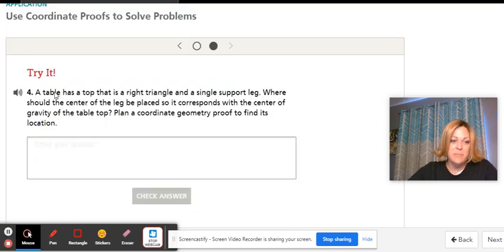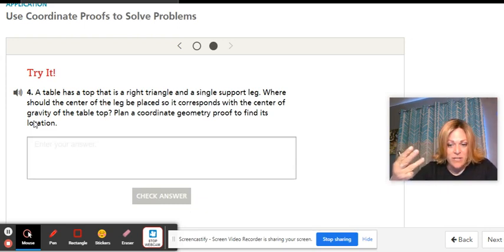This next one, a table has a top that is a right triangle. So visualize that, a right triangle supported by a single support leg. So it is literally balancing the triangle on one leg. Where should the center of the leg be placed so it corresponds with the center of gravity? Can you remember that vocab way back then when we did center of gravity? So you're like, what are all those points of concurrency? Where either the angles come together, angle bisectors, or the perpendicular bisectors, or the medians.